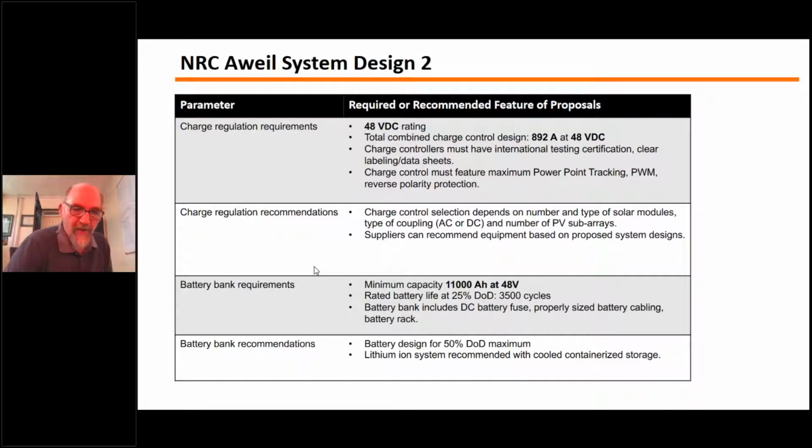So then we have our charge regulators, what requirements and recommendations, and battery bank. So we're designing 11,000 amp hours at 48 volts, 3,500 cycles. So we have our battery bank requirements and recommendations. Next slide.